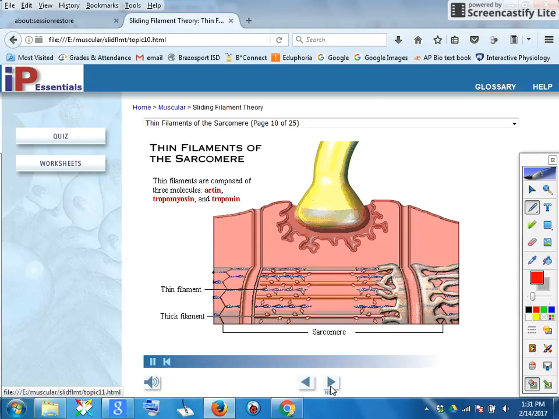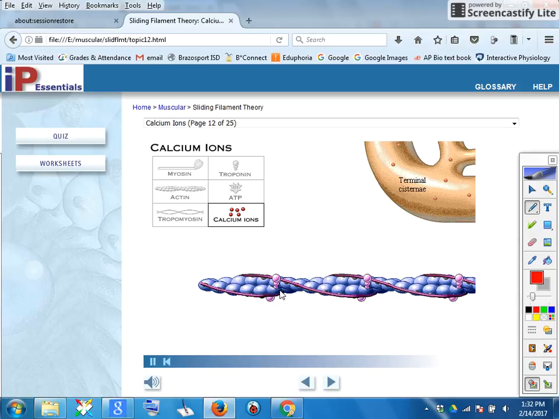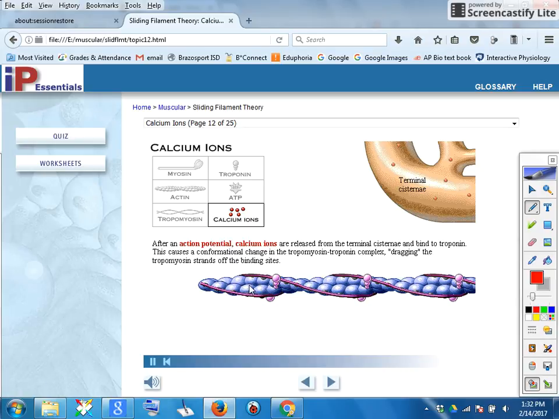Now that we've examined the structure of thick filaments, let's look more closely at thin. We're going to look at the thin molecule. Troponin by itself is not able to move the tropomyosin away from the binding sites on actin. This process requires calcium, the little blue ions. After an action potential, calcium ions are released from the terminal cisternae and bind to the purple troponin. This causes a conformational change in the tropomyosin-troponin complex, dragging the tropomyosin strands off the binding sites.